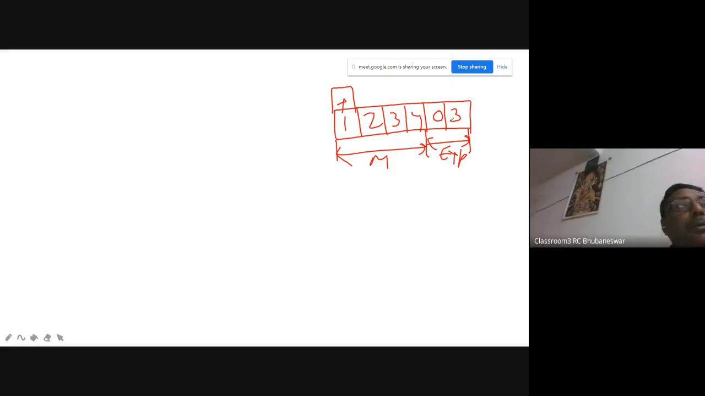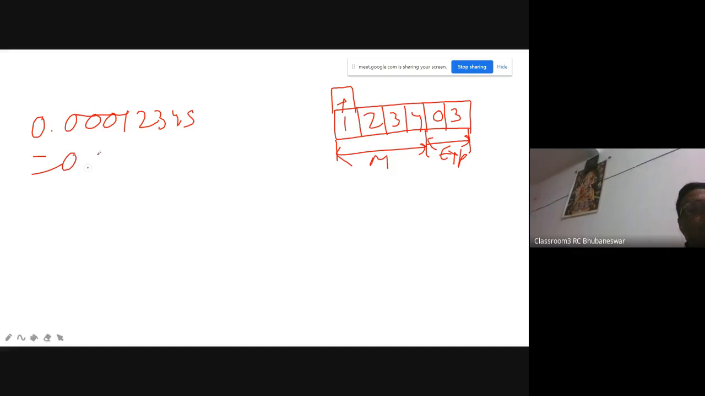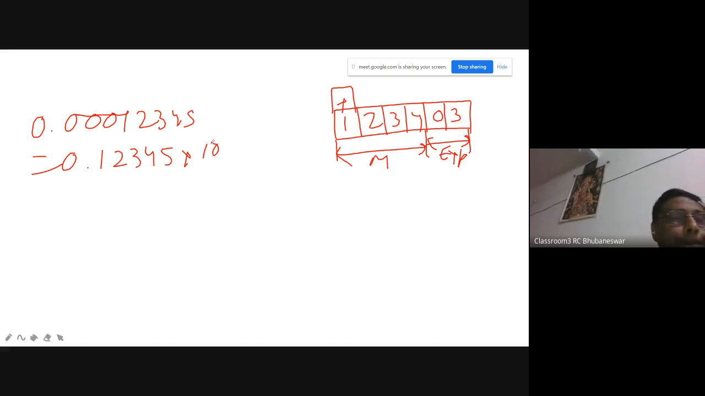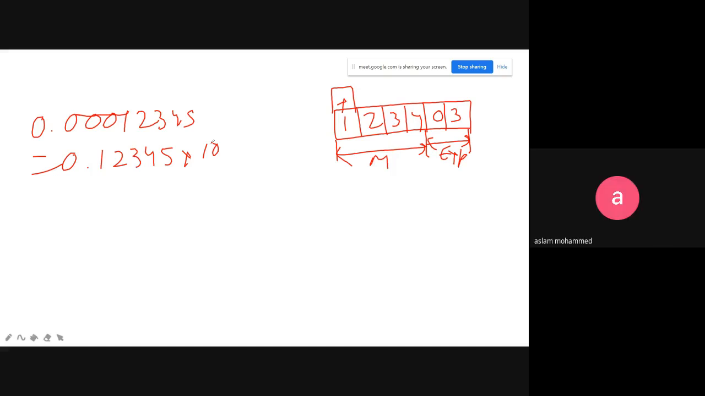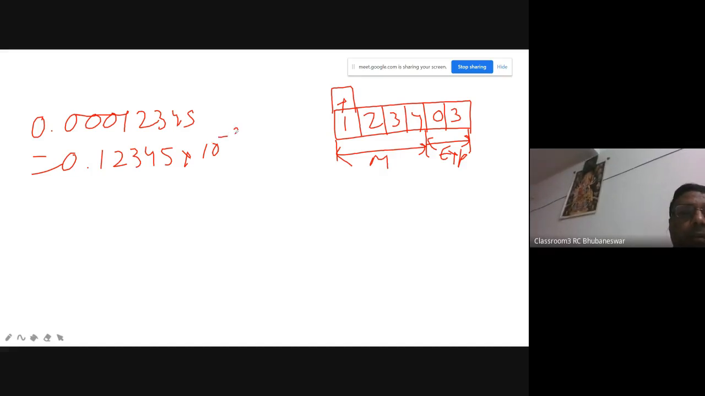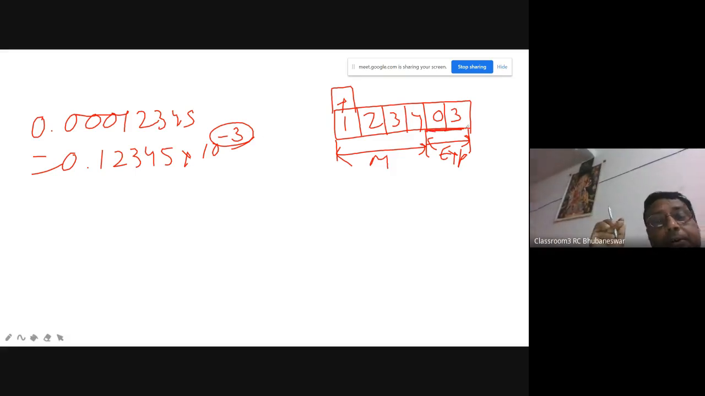But another problem arises. Suppose a number is 0.00012345. This can be written as 0.12345 into 10 to the power minus 3. But there is no space for storing this minus or negative number. That means in this case, this is called normalized floating point.